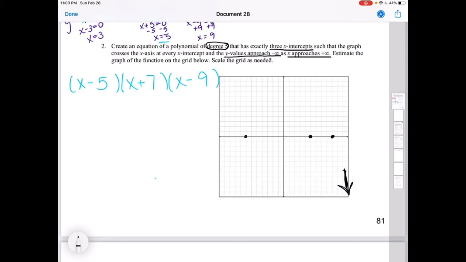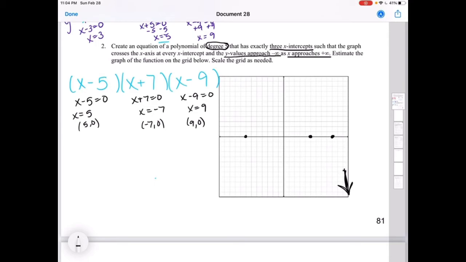So I'm going to say, okay, well, there's 3 x-intercepts. So I chose x minus 5, x plus 7, and x minus 9 as my x-intercepts. As you can see, I've already graphed those to the right. So those are our 3 x-intercepts. But we're not done here. It says I need a degree 5, and so far I only have a degree 3.